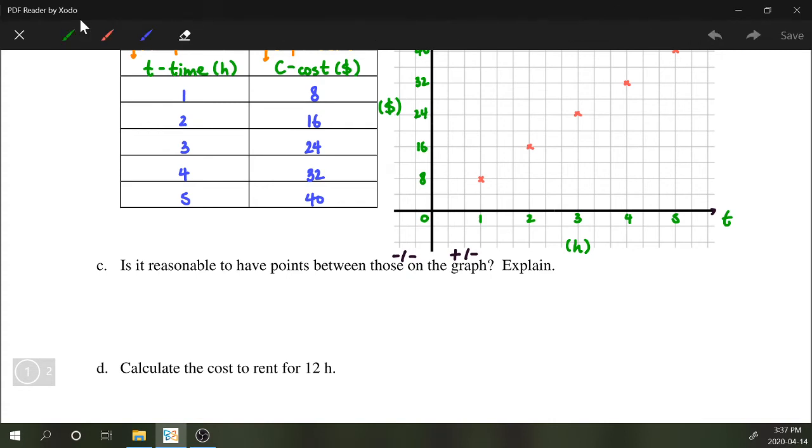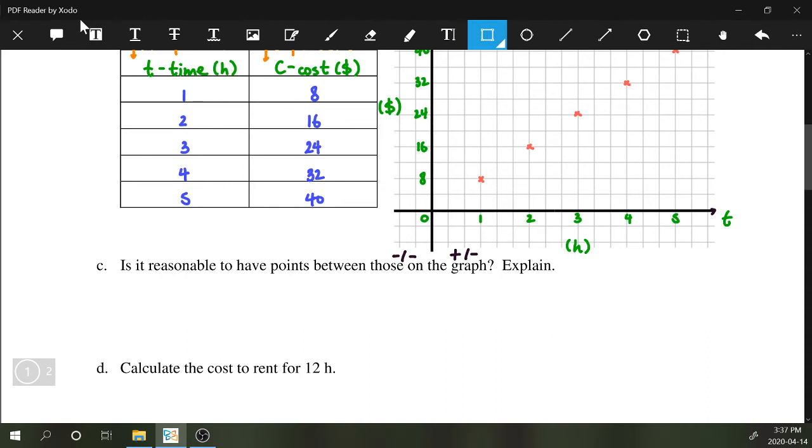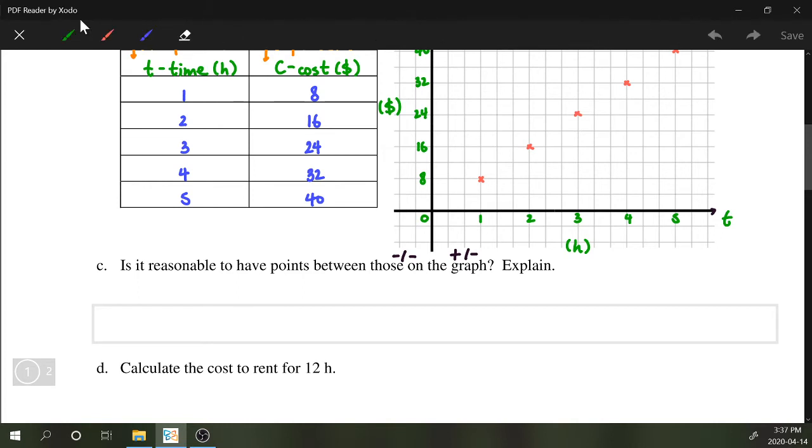Now, it depends on whether the cost is prorated. So if something is prorated, it means if you rent it for part of an hour, you pay for that part of the hour. So we're going to assume that this time we're not prorating this. Then the answer here would be no. Lawnmower is rented by the hour only. So if you rent it for 2 hours and 30 minutes, you probably will still get charged for 3 hours.